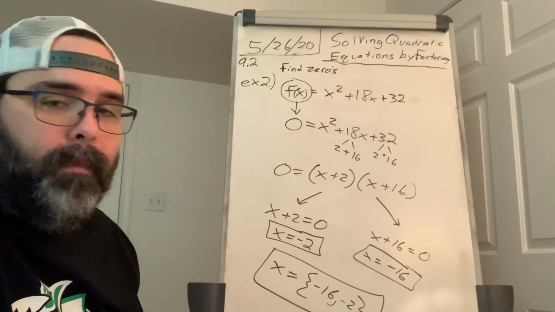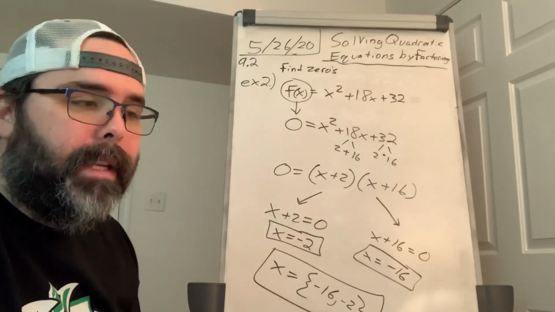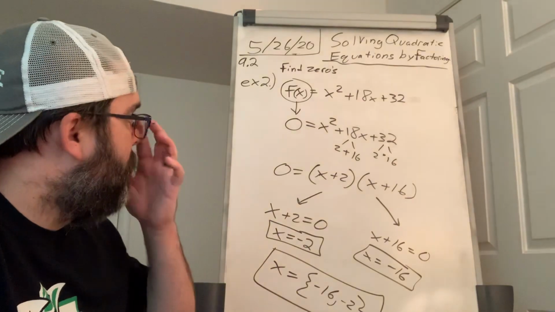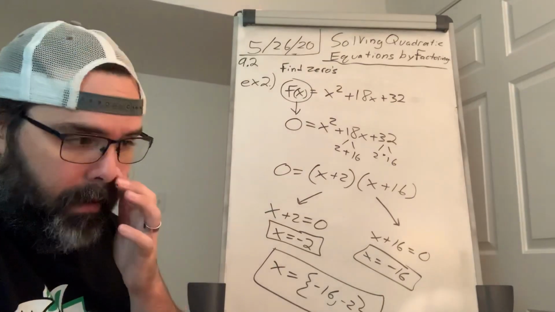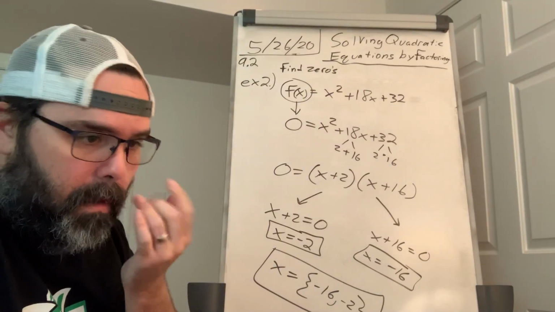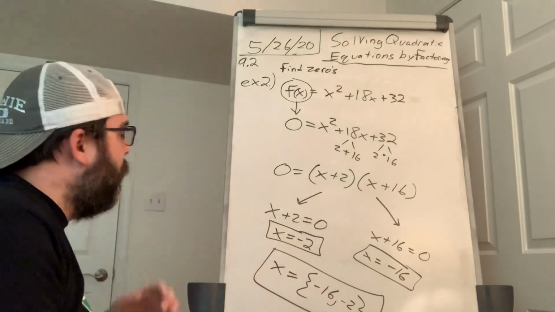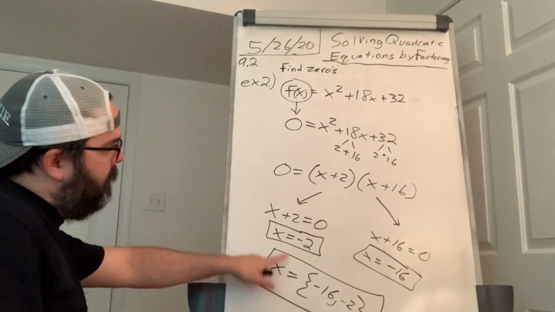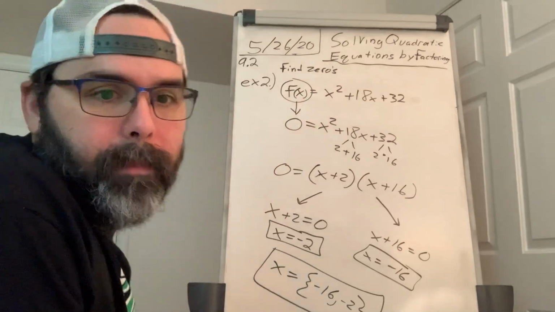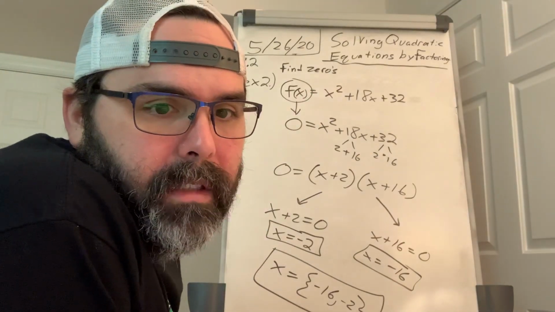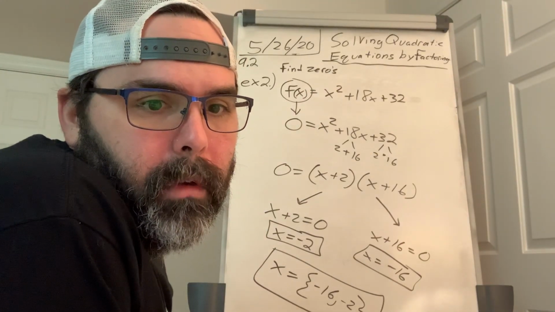Now, how can we be sure that we got the correct solution? We need to check it. We need to plug it back into the equation and make sure that it fits. And this is an important thing to do. All right. So let's take these two things and plug it back into there. -16 is less than -2. The smaller number goes first.